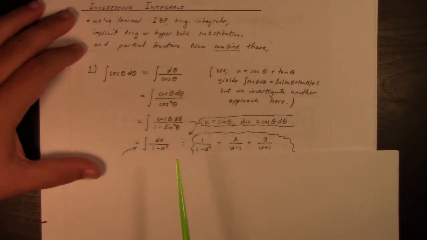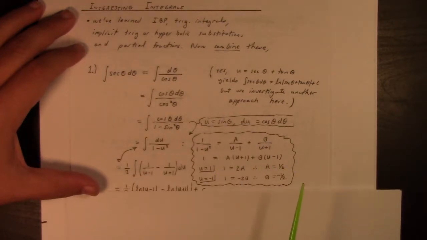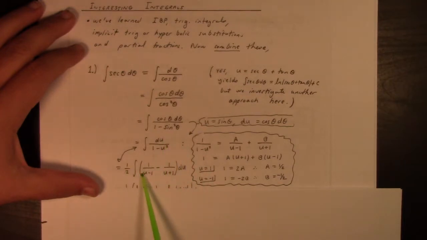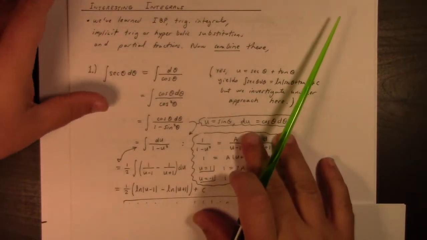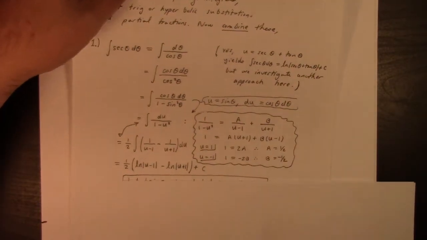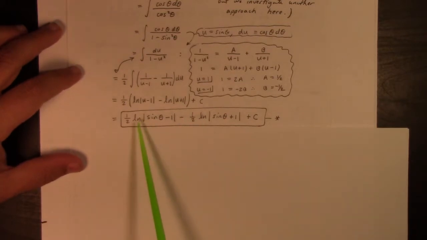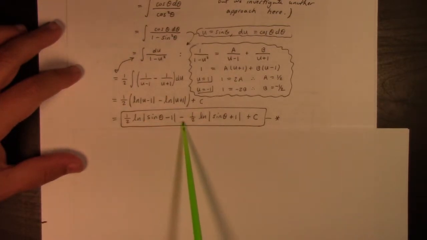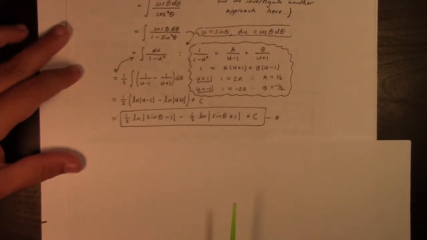And so this rational function in u allows the partial fractions decomposition in my thought bubble over here, namely that this is equal to 1/2 integral of 1 over u minus 1 minus 1 over u plus 1, like so. And then I integrate and convert back. Let me scroll up a bit. And so we get 1/2 log of sine theta minus 1 minus 1/2 log of sine theta plus 1 plus a constant. There you go. That's your integral of secant theta.